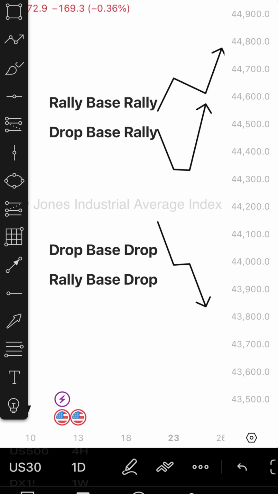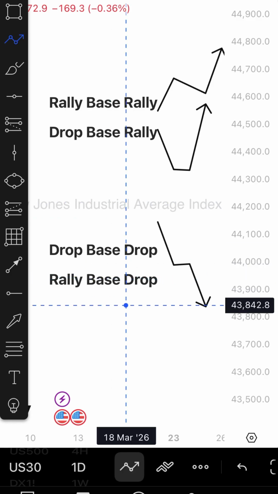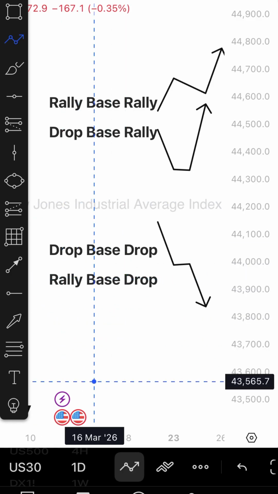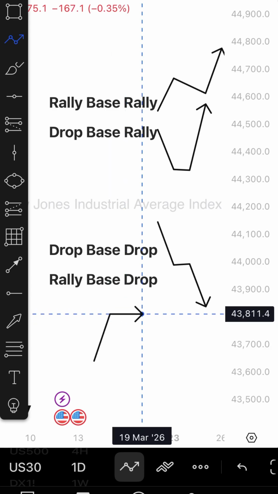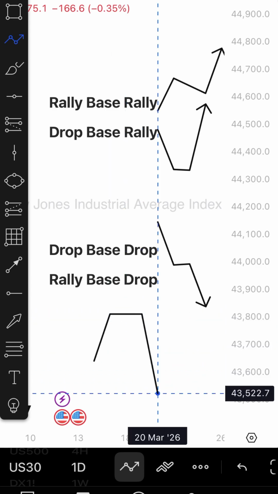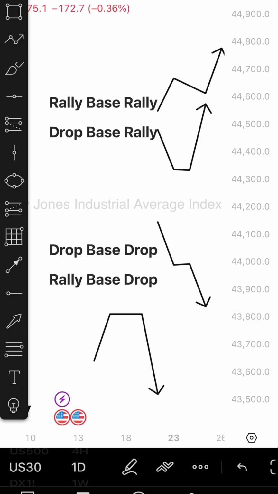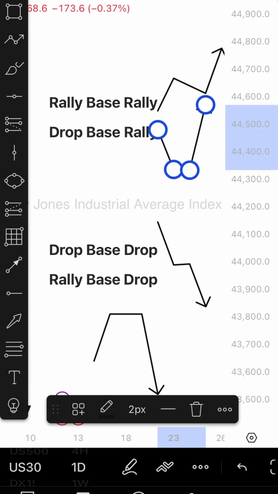But when we talk about rally base drop, which is the second formation type, it's usually price pushing up in a rally, then there's a base, then there's a significant drop that you can pay attention to. So you see, it's just the opposite of demand. So I hope that is just the basics.